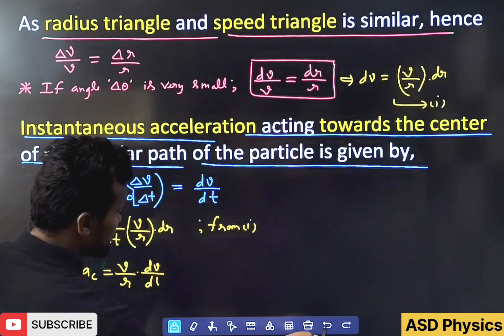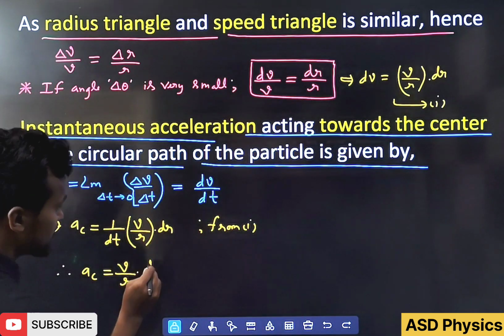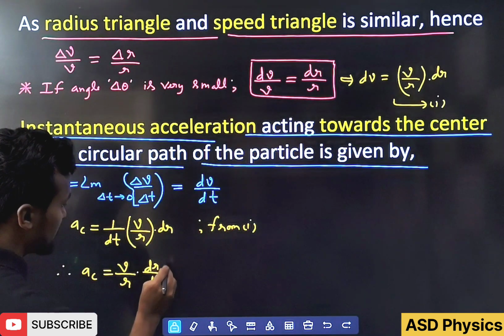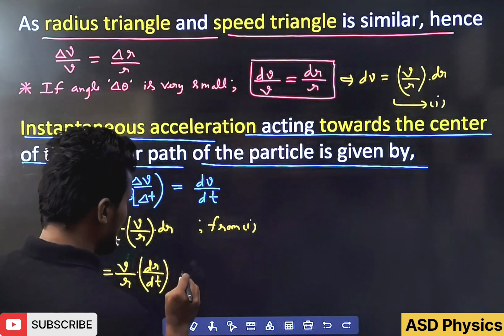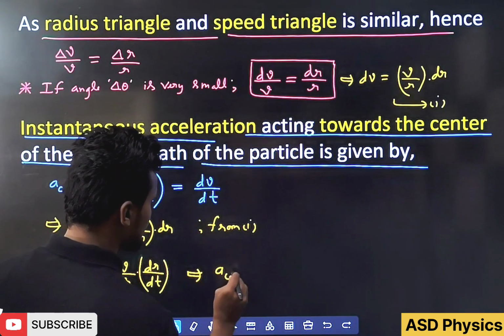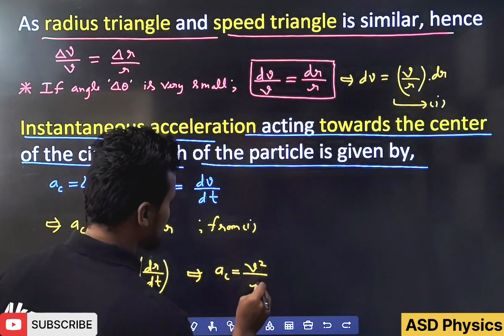And here what will this become? dr by dt. See here, this dr by dt. So what is this dr by dt? This dr by dt is again v. So we can tell overall this ac is given by v square by r.